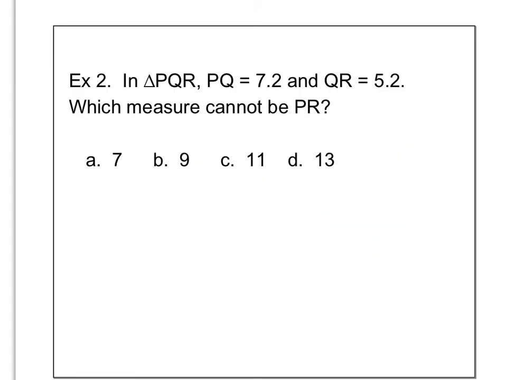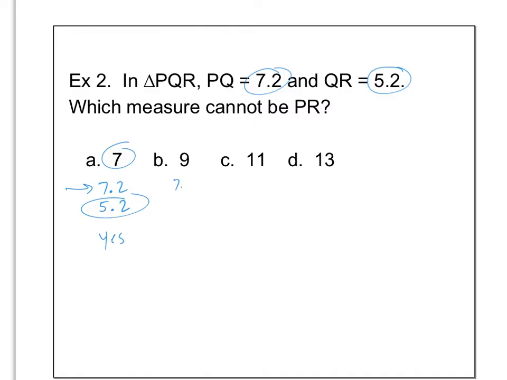How about this one? If you have a triangle and side PQ is 7.2 and side QR is 5.2, which of the following could not work for the third side of the triangle? So think about if we use 7. 7.2, 5.2, and 7. The two shortest ones would be the 5.2 and the 7. Do they add up to be more than 7.2? Yes, they do. So that one works.